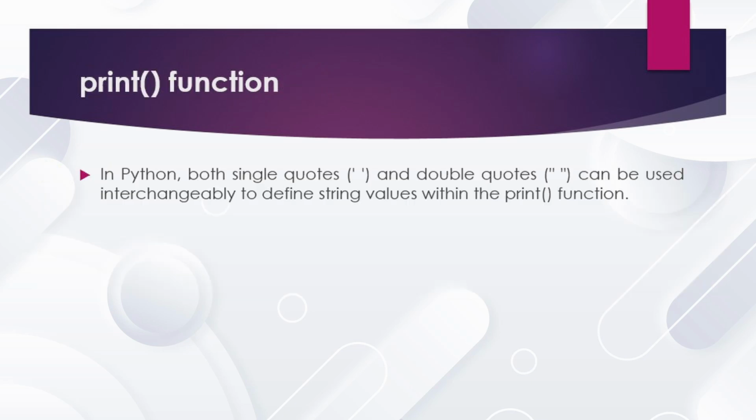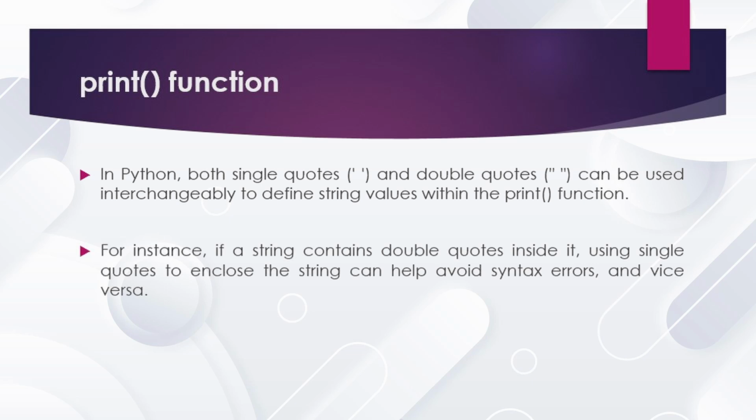In Python, both single quotes and double quotes can be used interchangeably to define string values within the print function. This flexibility allows programmers to choose either type of quotation mark based on their preference or the specific needs of the string. For instance, if a string contains double quotes inside it, using single quotes to enclose the string can help avoid syntax errors and vice versa.